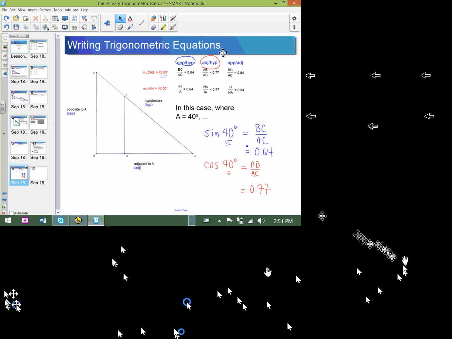Last but not least, opposite over adjacent, that's the tangent. So the tangent of 40 degrees is going to be equal to 0.84. And those ratios are always the same when you have a right triangle and the reference angle, in this case, is 40 degrees.